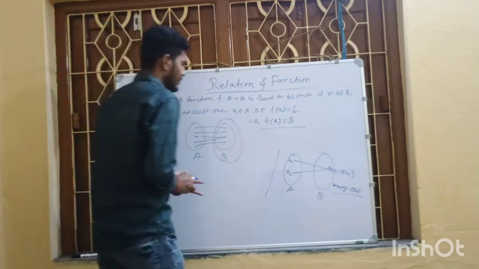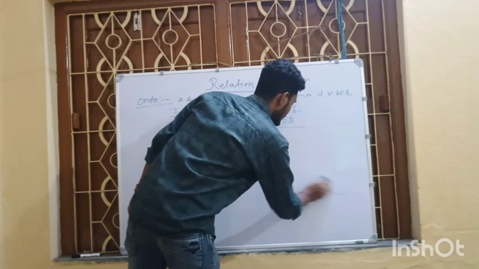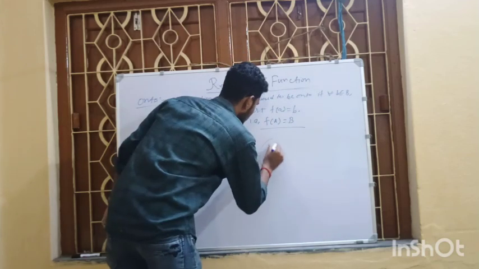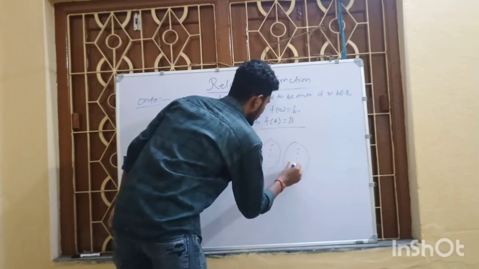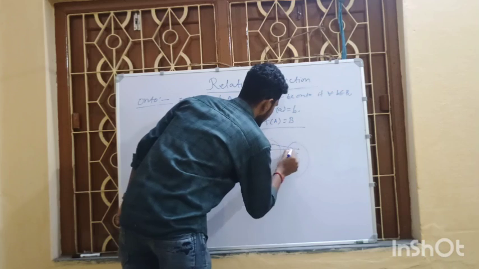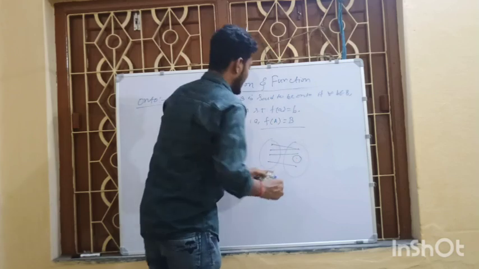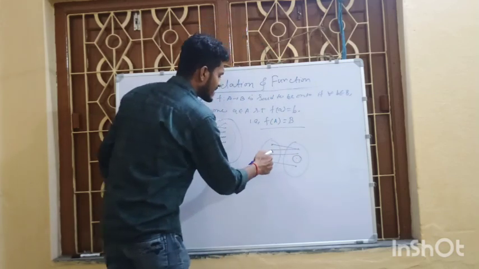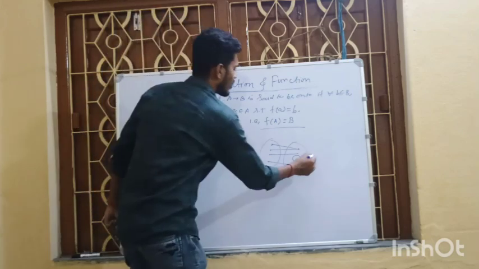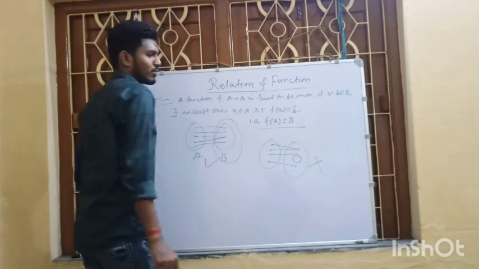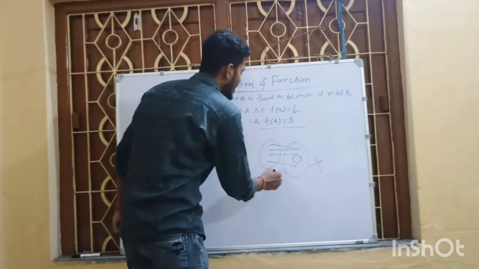As an example, this set has three elements and that set has four elements. This maps to this, this maps to this, and this maps to this. So there is exactly one element in this set which has no pre-image in the other set. So this map is not onto, but this other map is onto. This map is not onto, so it is an into map.